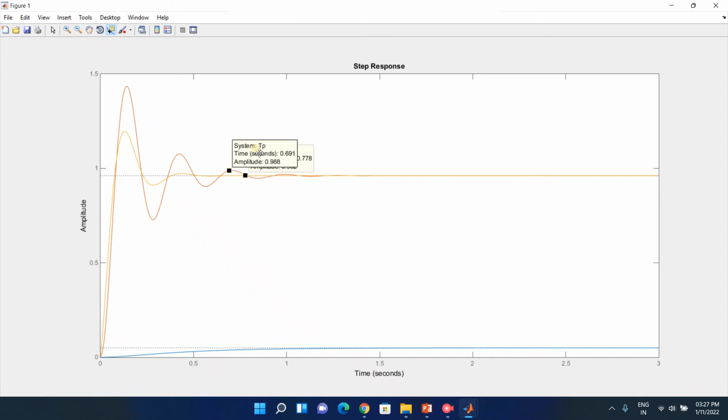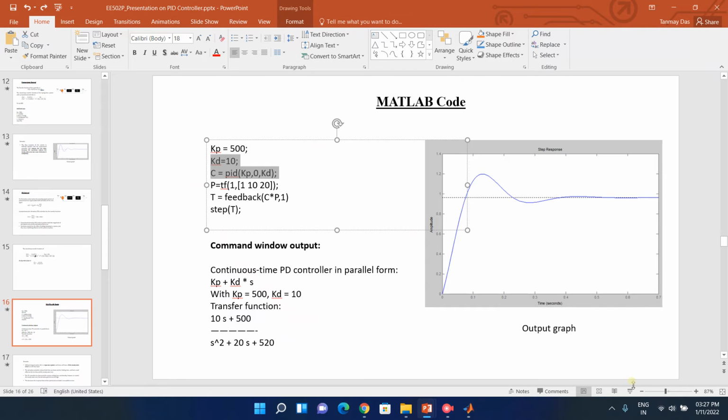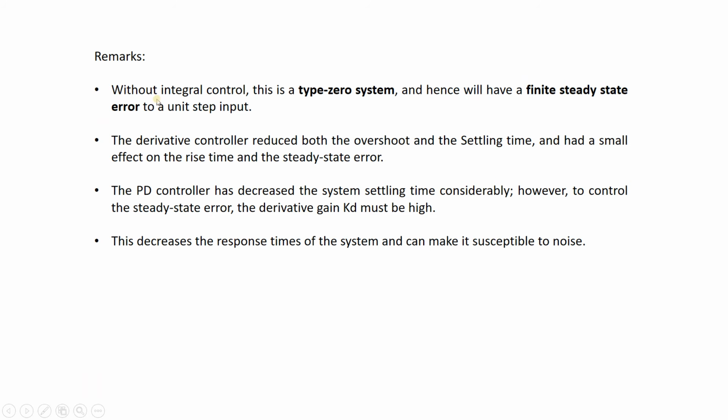TPD, okay, TPD we have seen. This is TPD and this is TP. Okay, so it is almost above 1. Okay, so by comparing this, we can conclude that without integral there is a type 0 system, and hence there will be a finite steady state error to a unit step input. So steady state error is there.